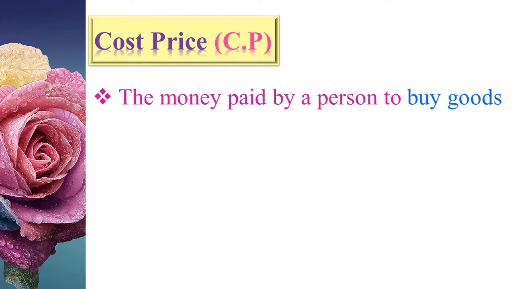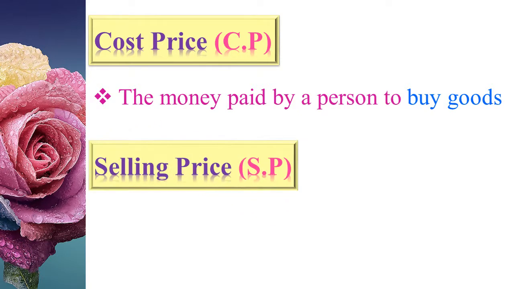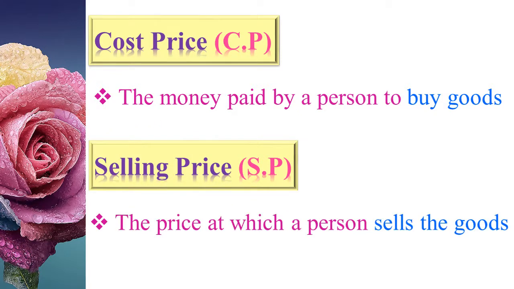Here, the amount paid by a person to the wholesaler is called the cost price. The short form of cost price is CP. Then, the price at which a person sells the goods is called the selling price. The short form of selling price is SP.